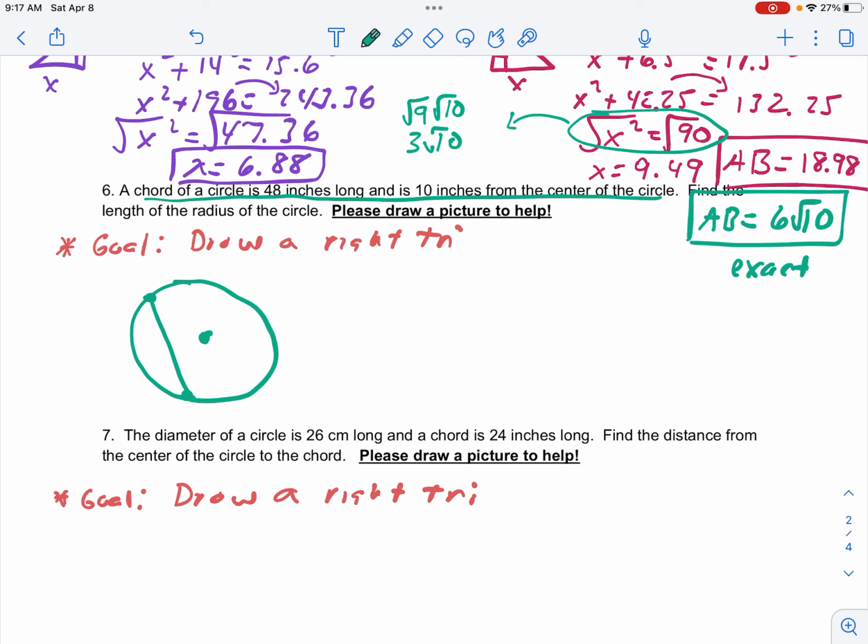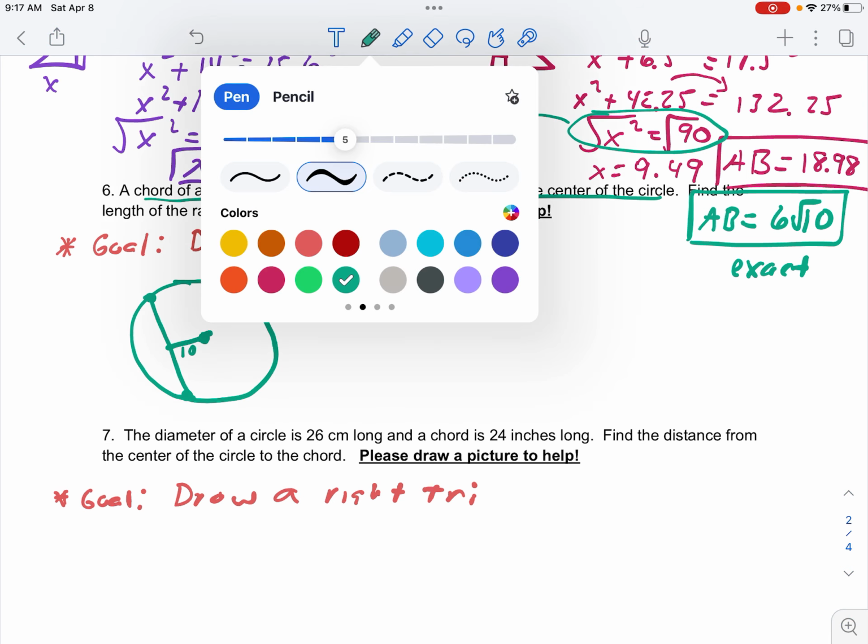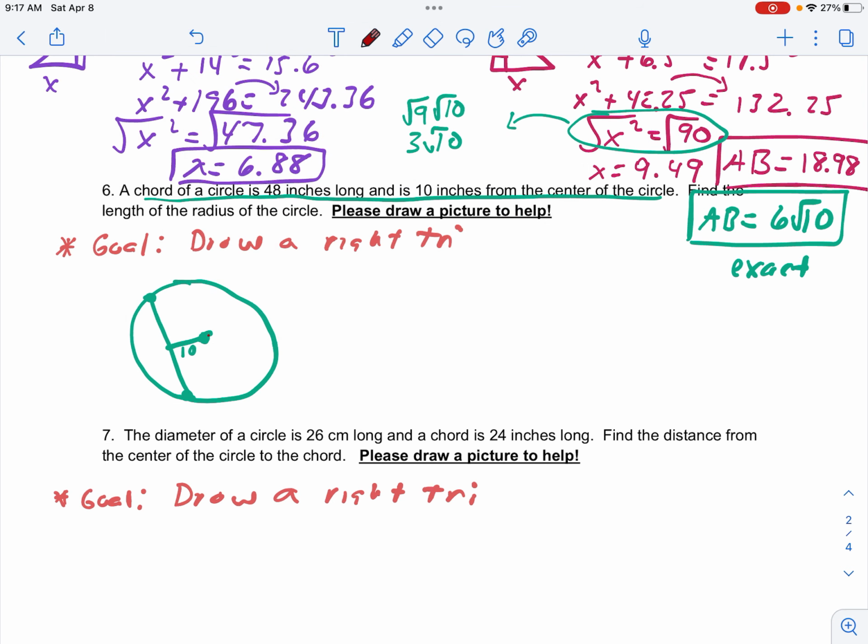So I'm going to draw a dot in the center. What I view it is, I'm going to draw that segment there. This problem says that this little length is 10. And just like the previous problems, as soon as I have a radius and a chord intersecting, they intersect at a right angle and the chord is bisected. So if the chord is 48 inches long, that means that each of these pieces must be 24 units.